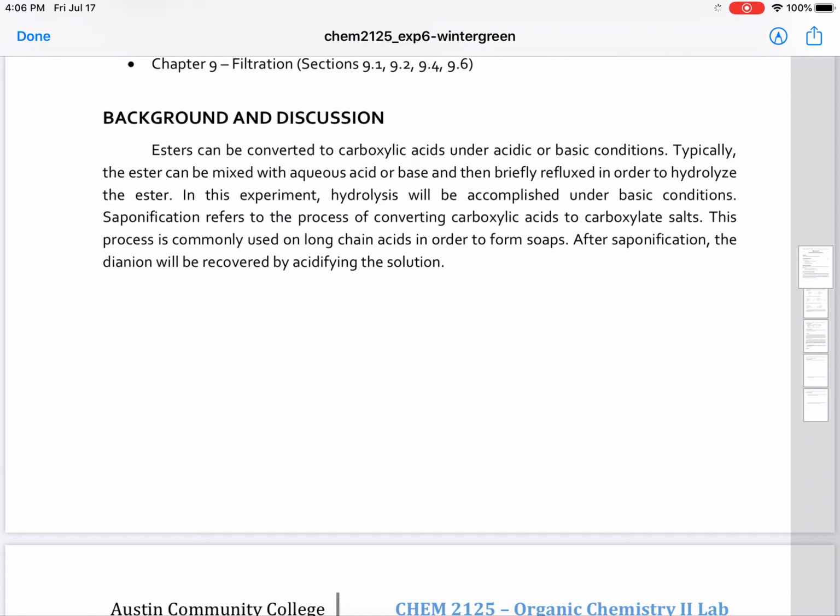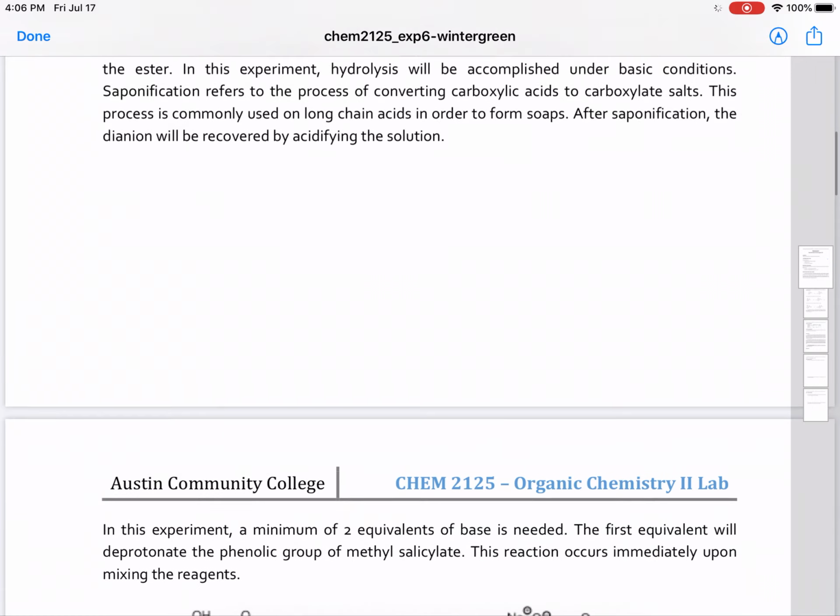So we will first do the saponification, which is hydrolyzing the ester under basic condition. That will give us a carboxylate salt. And then we're going to be adding an acid to convert it back to the acid.